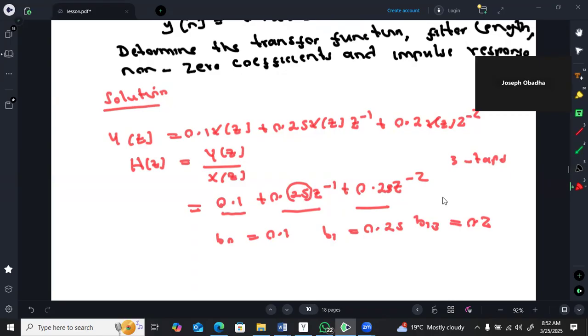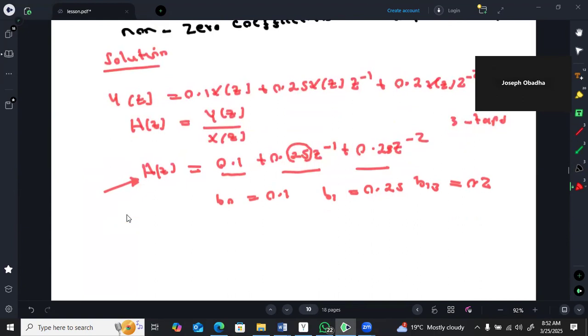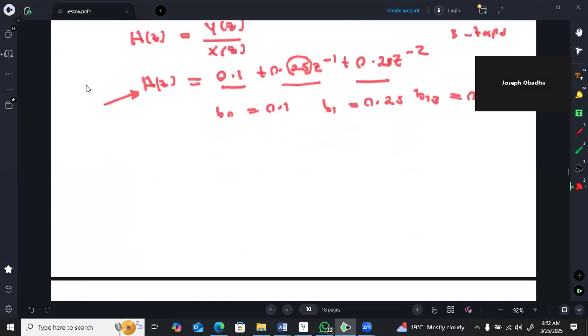To find the response in the time domain, we only need to obtain the inverse transform of this function, and then we'll be able to get the time domain response as h of n equal to 0.1 delta n plus 0.25 delta n minus 1 plus 0.2 delta n minus 2.